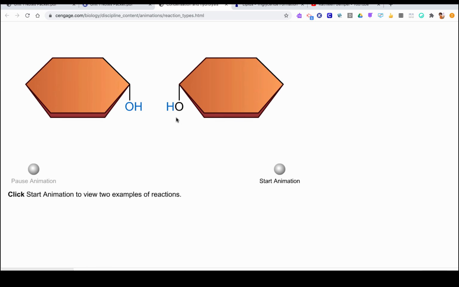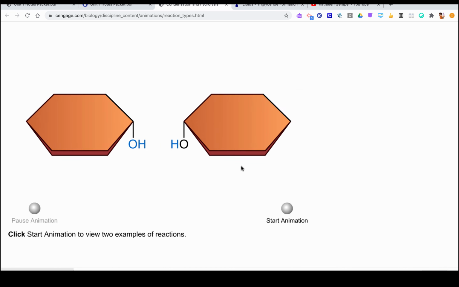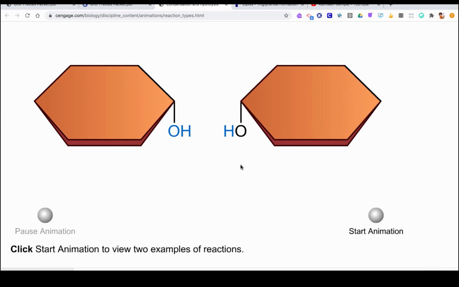All right, again, these are going to be review, but right here we have 2 glucose molecules. And we're going to take out water, and what's left here is going to be called a glycosidic linkage. Glycosidic linkage is going to be the COC.